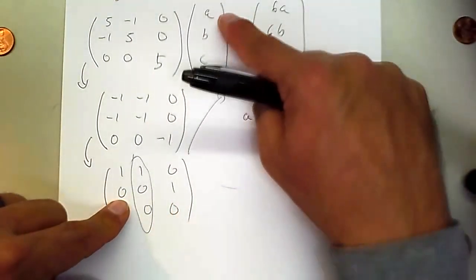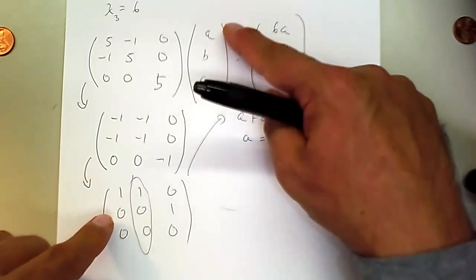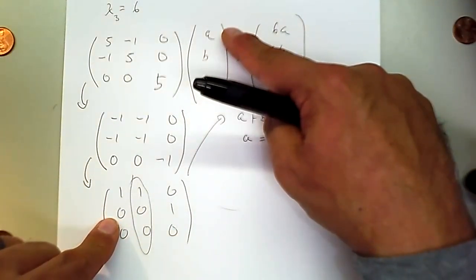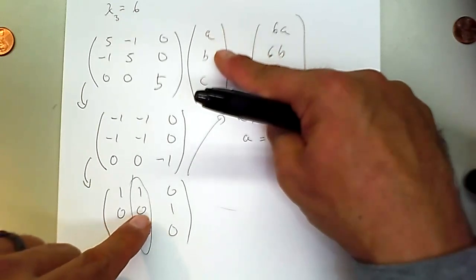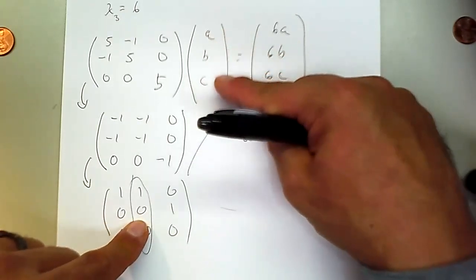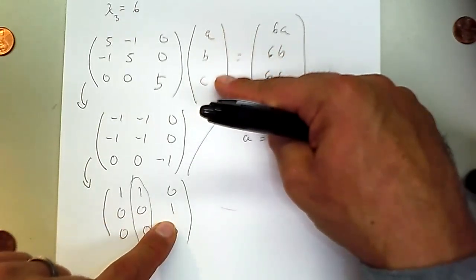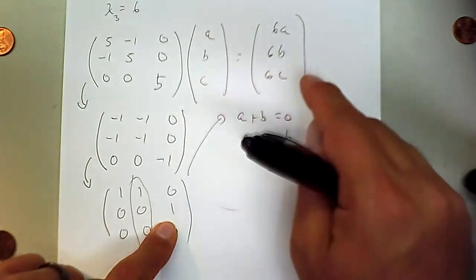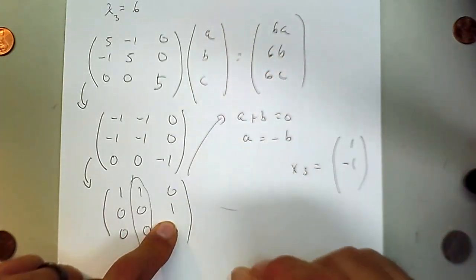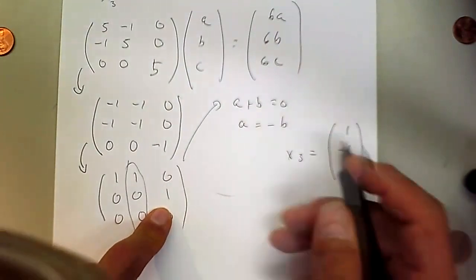Because when we multiply with A, B, C, A times 0 is 0, plus B times 0 is 0, plus C times 1 is C, and that has to be 0. So C has to be 0.